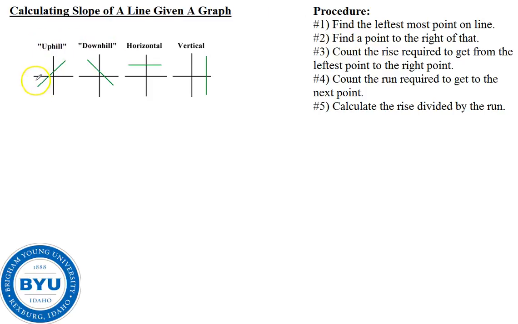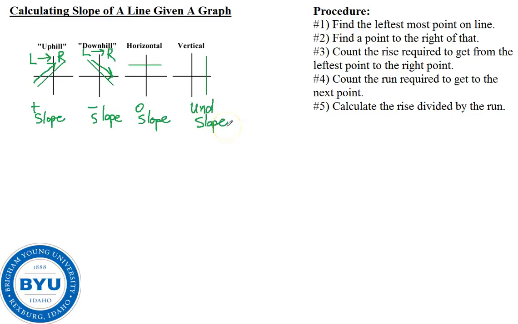Uphill lines, those are ones that go up from left to right. As we go from left to right, notice that this is going up. Lines that are going up from left to right, or that are uphill, have a positive slope. Lines that are downhill, in other words, as we move from left to right and it's going down, have negative slope. A line that is horizontal has zero slope. And a line that is vertical, as we see here, has undefined slope.